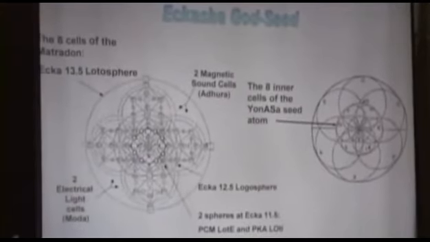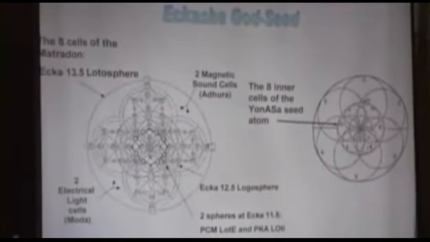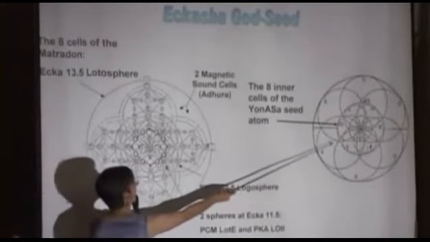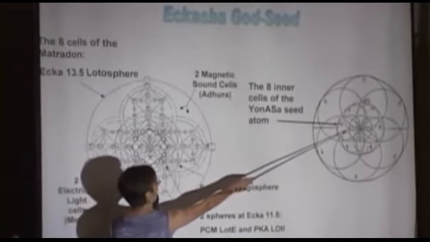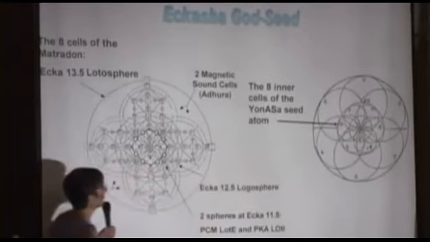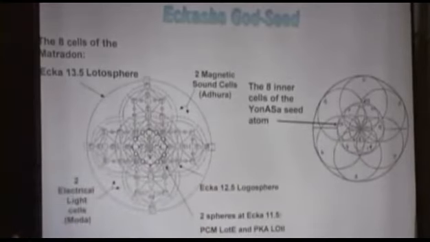And these are the 8 cells of the matrodon. Our seed atom is derived from the inner 8 magnetic cells of the Yonesa seed atom. The parallel eka has the electrical cells of the seed atom. So here are the 8 cells of the matrodon.